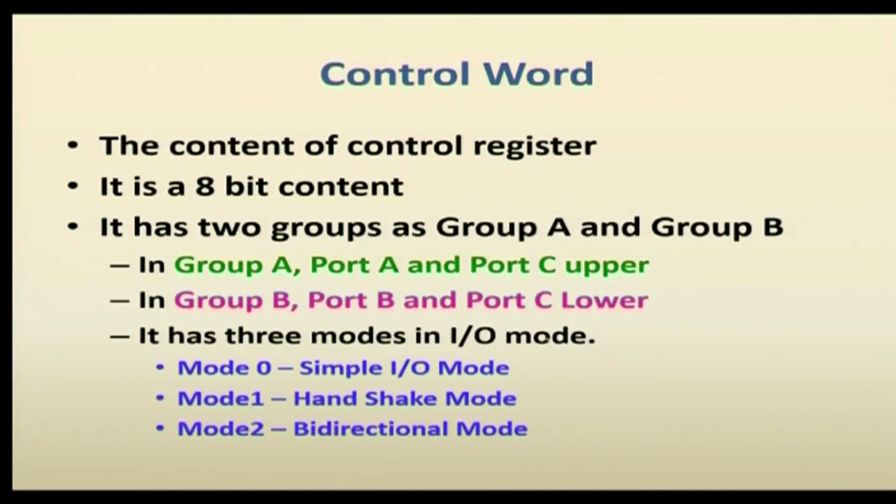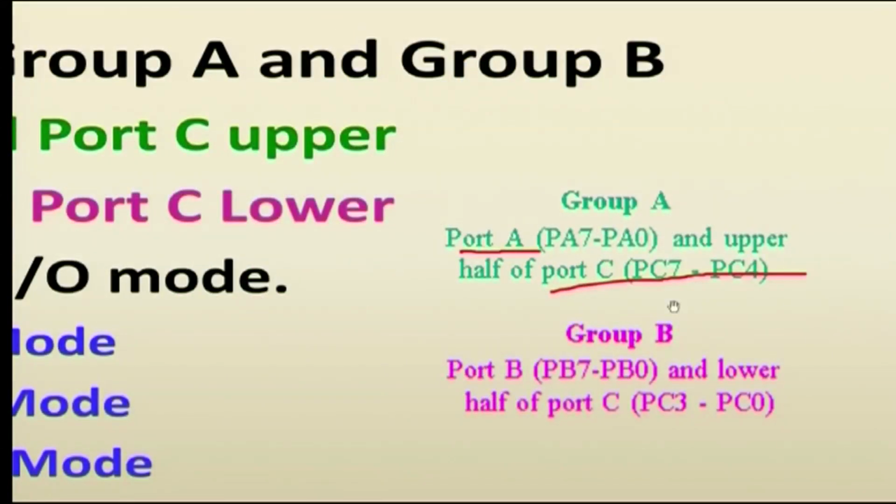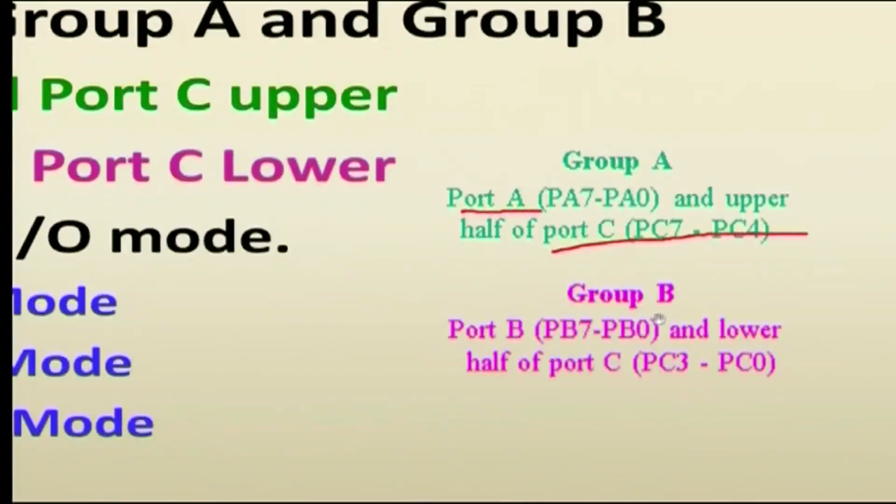The IO mode has 3 modes of operation, denoted as mode 0, mode 1 and mode 2. Mode 0 is called the simple IO mode, mode 1 is a handshake mode and mode 2 is a bidirectional mode, which will be clearly discussed in the next slides. Group A is a combination of port A and the upper pins of port C. Group B is the combination of port B with the lower 4 pins of port C. So, totally group A and group B have 12 pins.